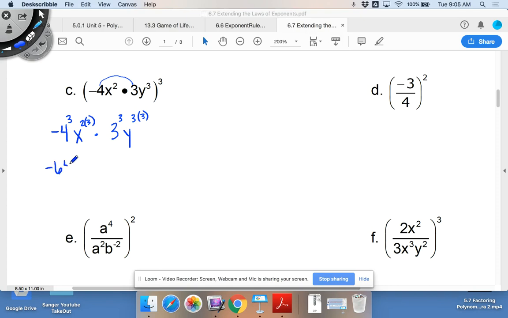So we get -64. And then X, 2 times 3 is 6. Then 3 to the 3rd power is 3 times 3 times 3, which is 27. And then it would be Y, and then 3 times 3 is 9. So this is not all the way simplified because I still have coefficients that I could multiply. So -64 times 27, that's supposed to be a times dot, not like a decimal. So -64 times 27 is going to be, X to the 6, Y to the 9.